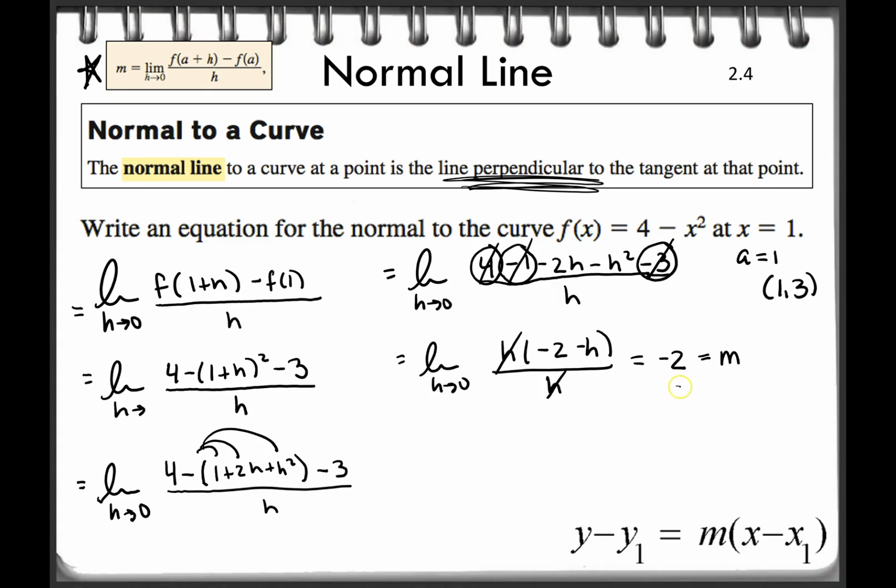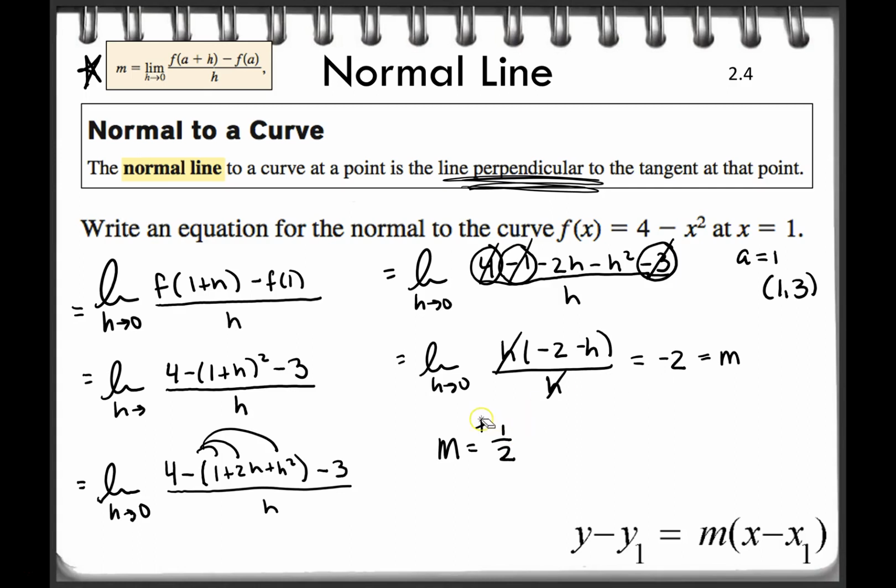So if this negative 2 is the slope of our tangent line, the slope of our normal line is going to be m equals negative 1. Oh, sorry, just positive 1/2. Right, I took negative 2 and I flipped it to be a 1/2, and I changed the sign from negative to be a positive.